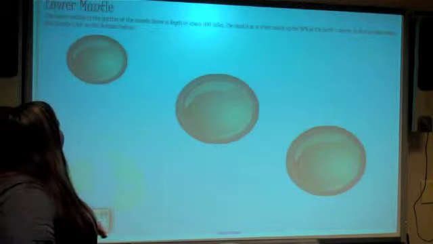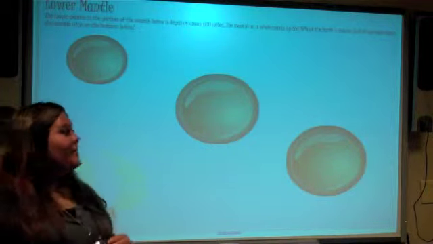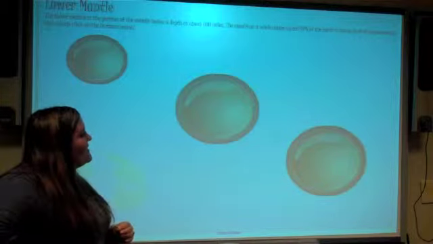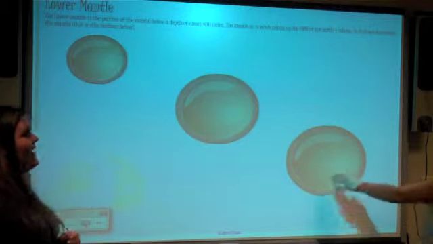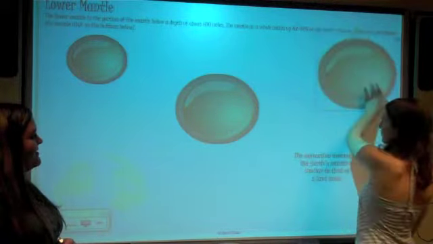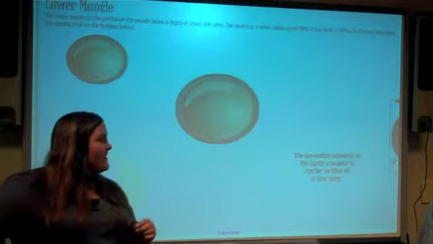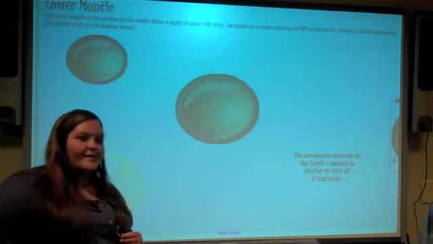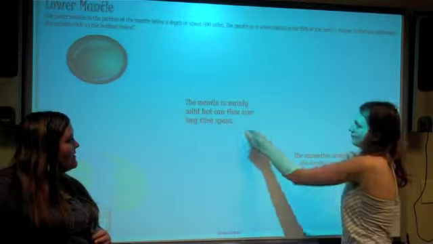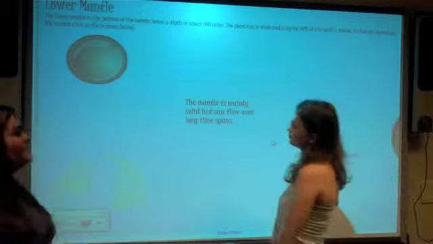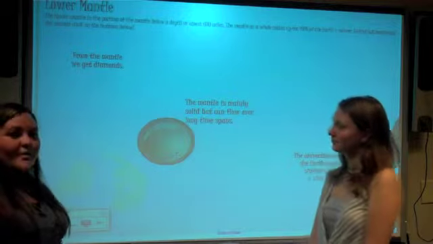Okay, this is the lower mantle. The lower mantle is a portion under the 600 miles of the upper mantle. It makes up 84% of the Earth's volume. And touch these circles to find out neat facts about it. This circle says the convection currents in the Earth's mantle are similar to those of a lava lamp. The mantle is mainly solid but can flow over long time spans. From the mantle, we get diamonds.